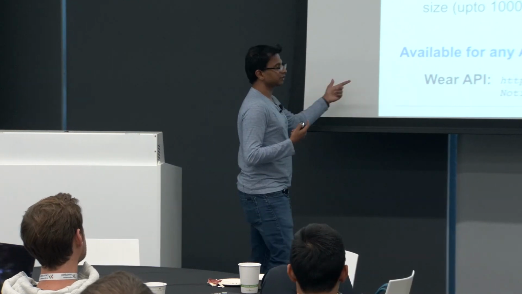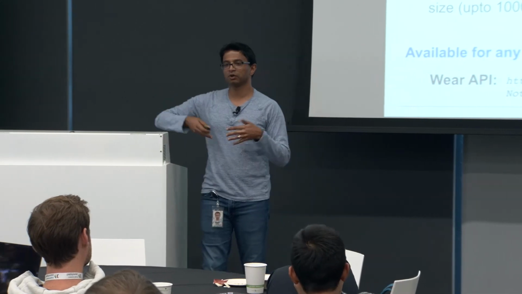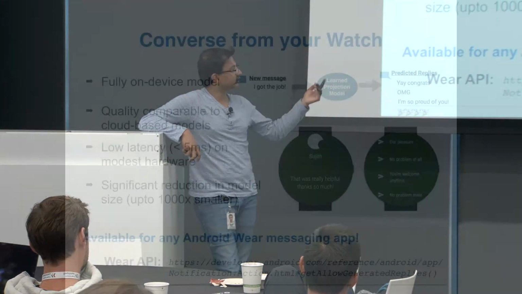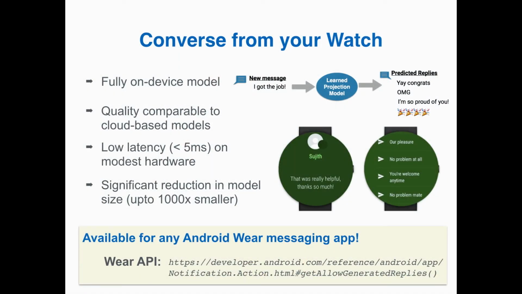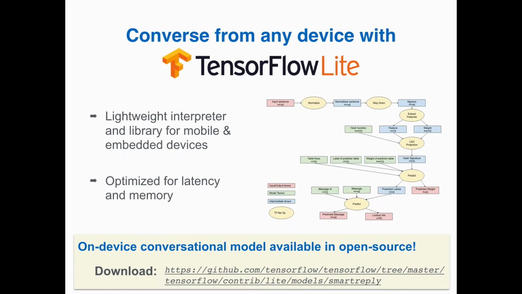Even better, this is available for any Android Wear messaging app. Whether you're a big company or a small company, if you have an Android Wear app or a mobile phone app, you can plug into the API and get the predictions for free. This is one way we build at Google Research. We try to open source it, through code, papers, or seamless APIs. There's also a TensorFlow Lite version of this available in open source, so it doesn't have to be Android Wear. Any device that you have, you can plug into this model.